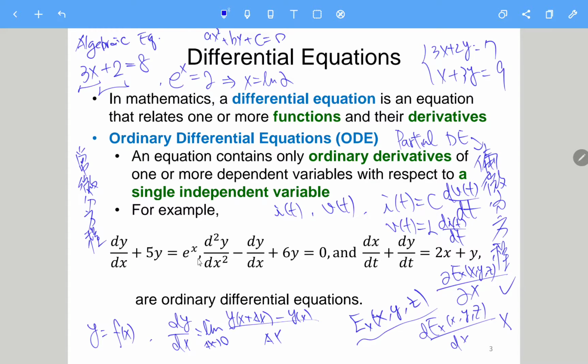And here there are some examples. So you can see this is the derivative, this is the function, this is the independent variable. So e of x is a function related to the independent variable. So here this is the second derivative of y, plus the first derivative of y, plus the original function, equals 0. And then x and y are functions of time, and then take the first derivative with respect to time equals 2x plus y. All of them are ordinary differential equations.